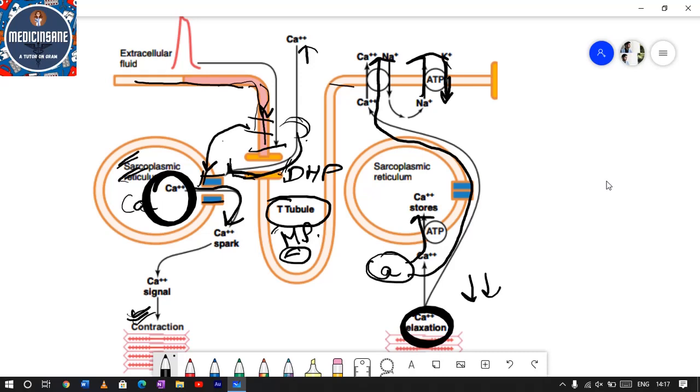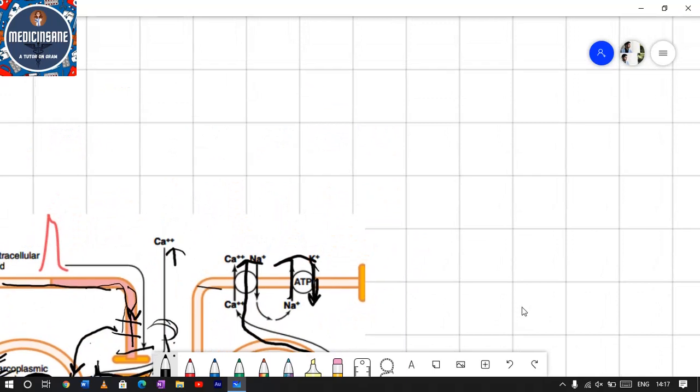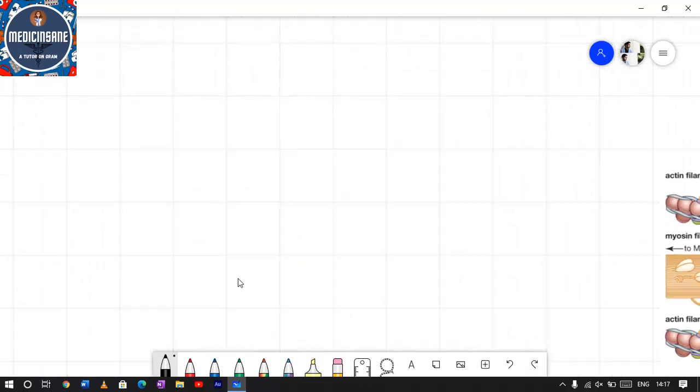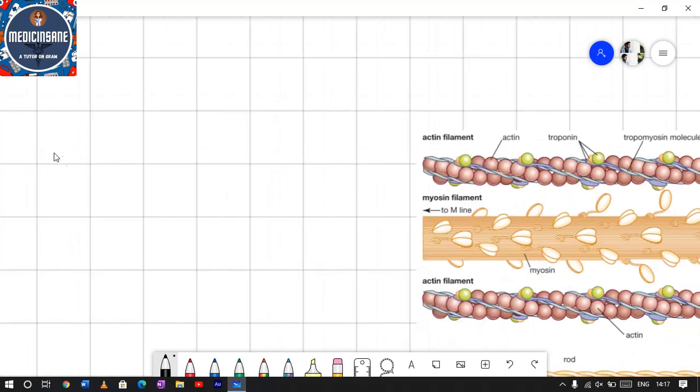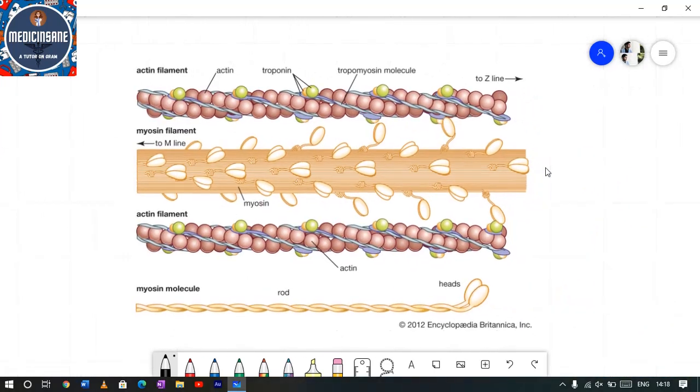Now, how does the contraction actually occur? Now, this is similar to the mechanism of the skeletal muscle. There's no differentiation, and let's talk about this contraction mechanism which is taking place in the skeletal muscle as well as in the cardiac muscle cells. Now, what is happening?